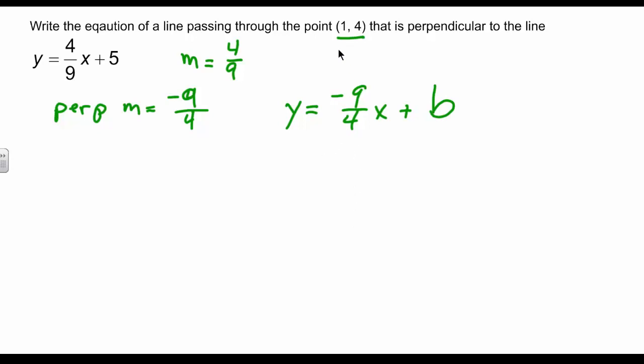And we also know we have a point, x and y, made up of 1 and 4. So I'm going to substitute that back in. This is just like we've done with finding the equation of a line given a couple of points. We have 4 is equal to negative 9 over 4 times 1 plus b. I can get a common denominator if I like, since my denominator is 4 on this side.